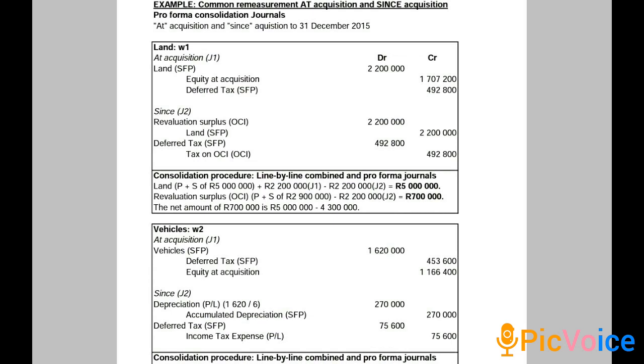And with the vehicle, you will depreciate every year the same way as you would do in the individual statement. So depreciation, for instance, here is 270, and the accumulated depreciation is the contra account.